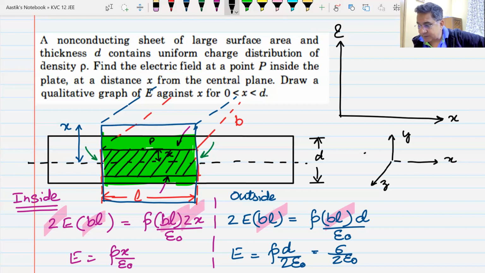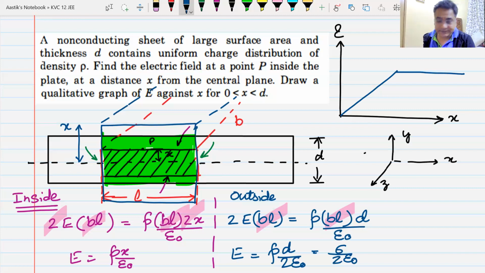How does the graph look from the central plane? Straight line, sir. Red line, sir? Yeah, straight line. So inside, it is a straight line like this, directly proportional to X. And then it becomes a straight line like this. And at the peak on the surface, it becomes the same, rho D by 2 epsilon naught.